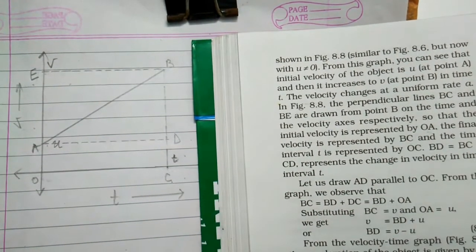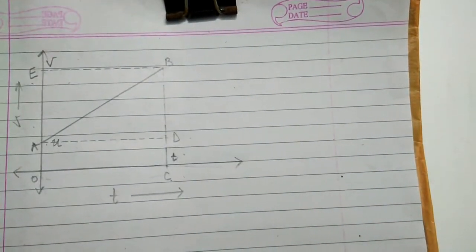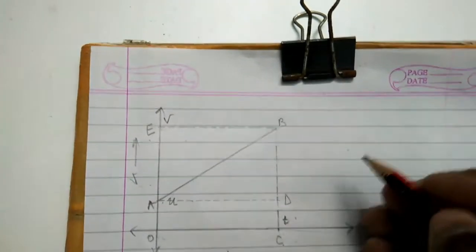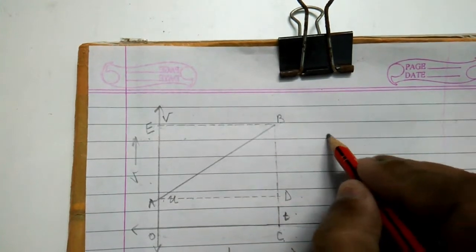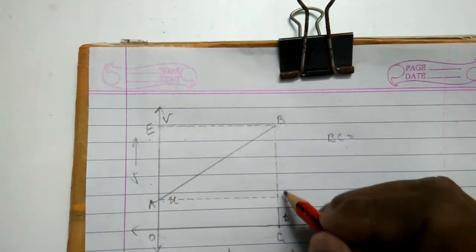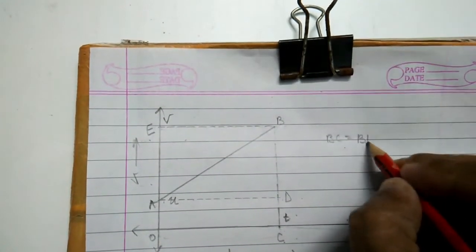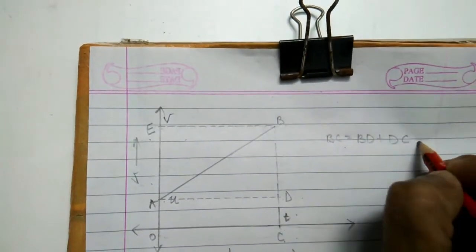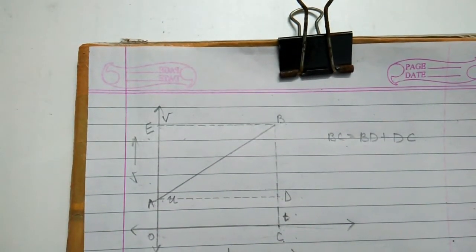Now BD. So we can write that BC is equal to BD plus DC.